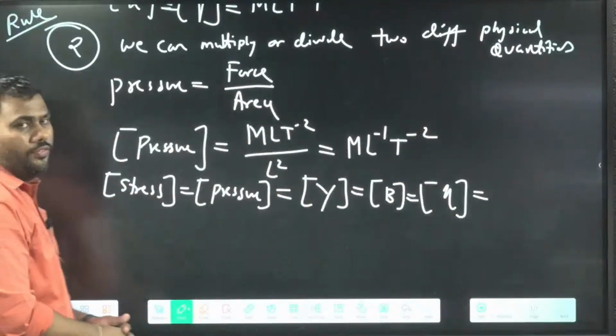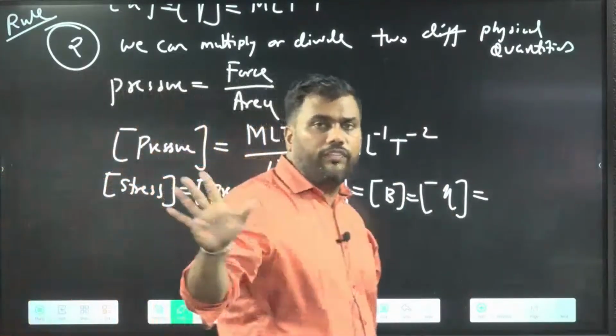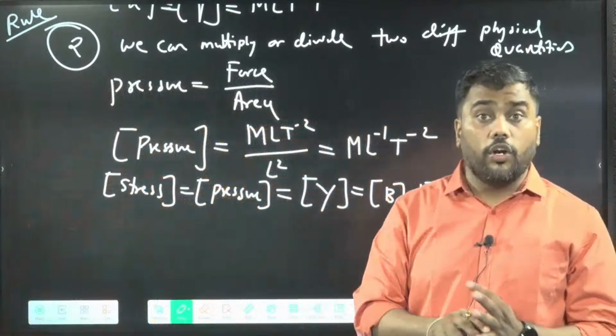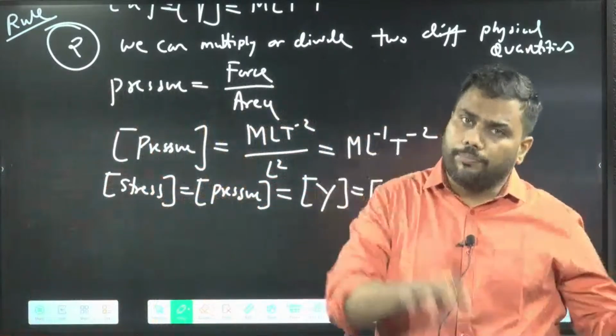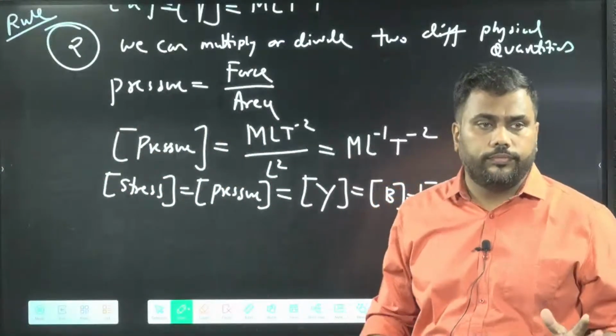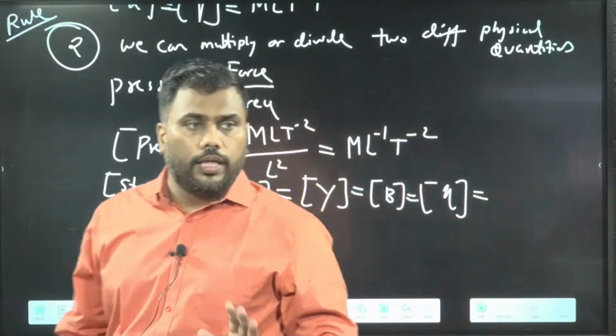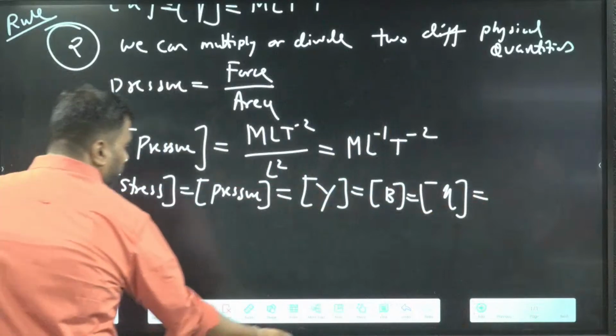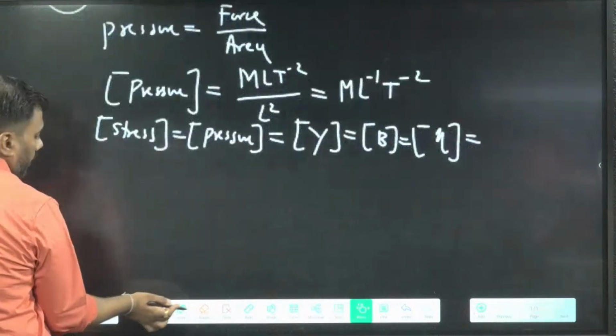So the second rule is we can multiply or divide two different physical quantities, that is okay, but we cannot equate or add or subtract two different physical quantities. Okay, so Kusuma, is your doubt clear? I hope so.